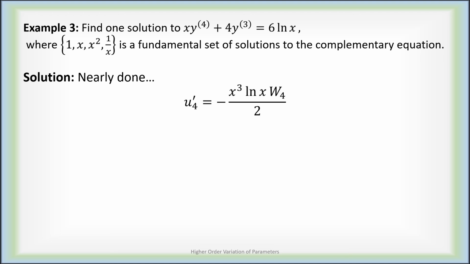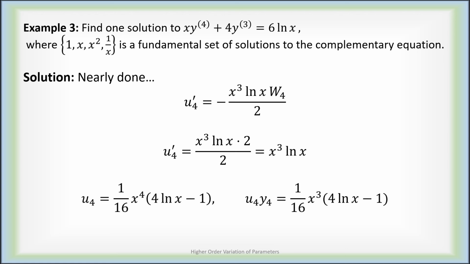And finally, u4 prime is given as such. W4 was just the constant 2, so u4 prime is x cubed log x. Antidifferentiating this isn't particularly fun, but it will result in something not so bad: 1/16 x to the 4th times 4 log x minus 1. Then I just take u4 y4, y4 being the last element of our fundamental set, or 1 over x, so I'm going to cancel 1 power of this x here. So here's u4 y4, 1/16 x cubed times the quantity 4 log x minus 1.